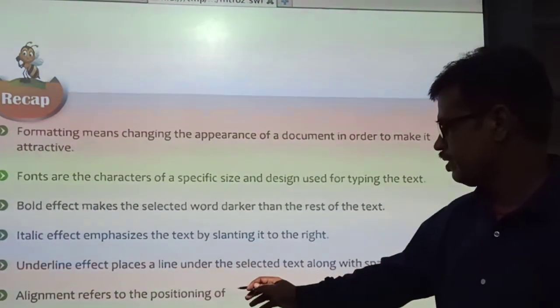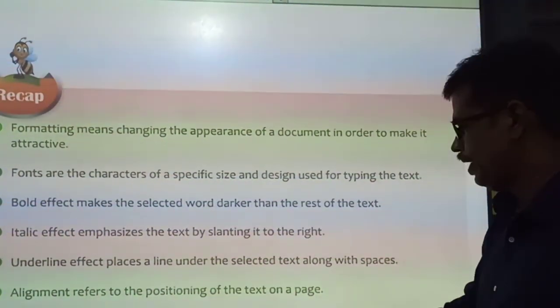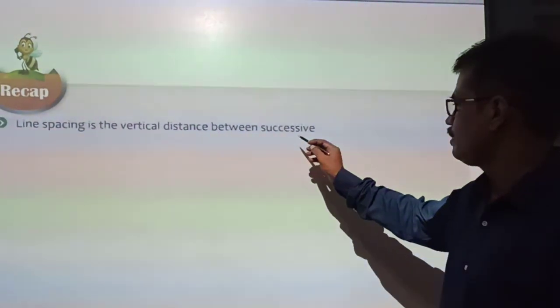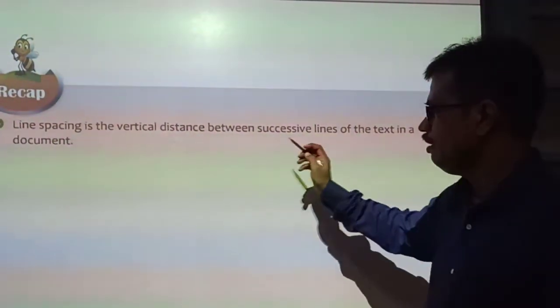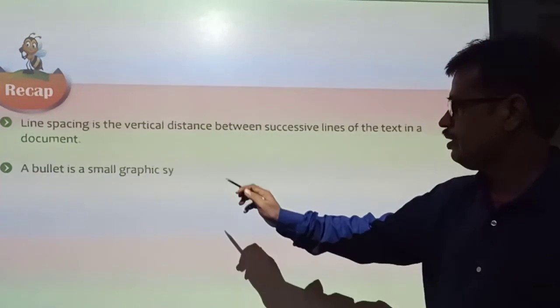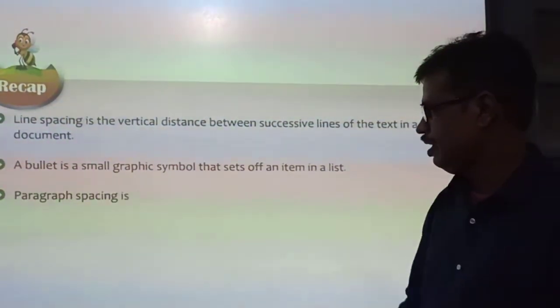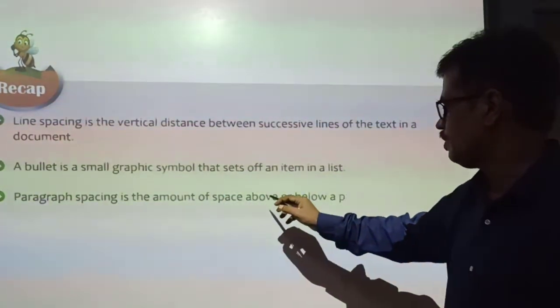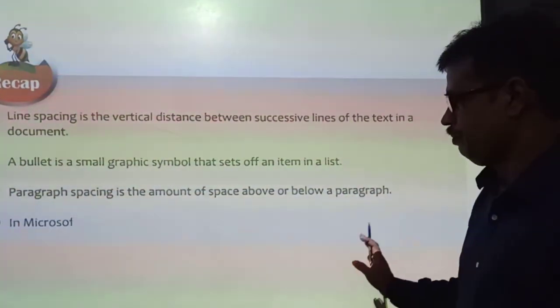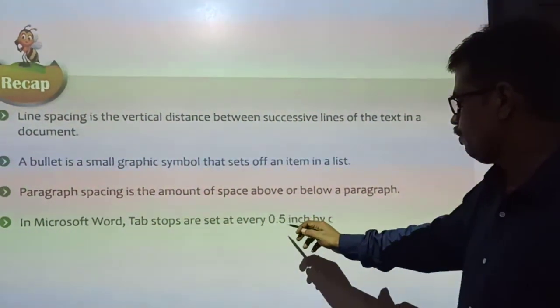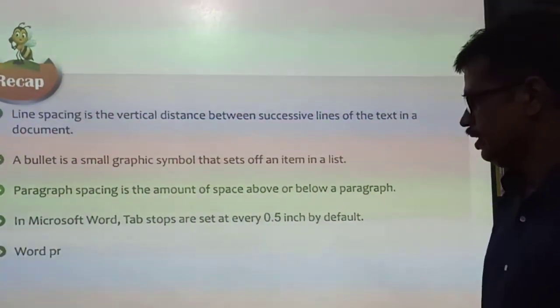Now alignment refers to the positioning of the text on a page. Line spacing is the vertical distance between successive lines of text in a document. A bullet is a small graphic or symbol that sets off an item in a list. Paragraph spacing is the amount of space above or below a paragraph. In Microsoft Word, tab stops are set at every 0.5 inch, that means half inch, by default.